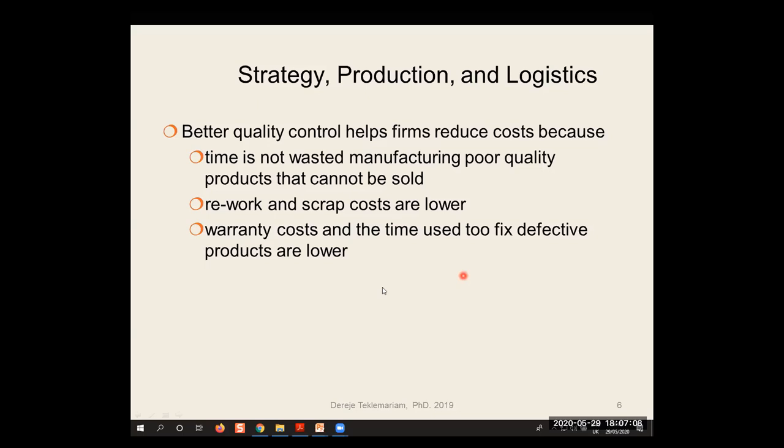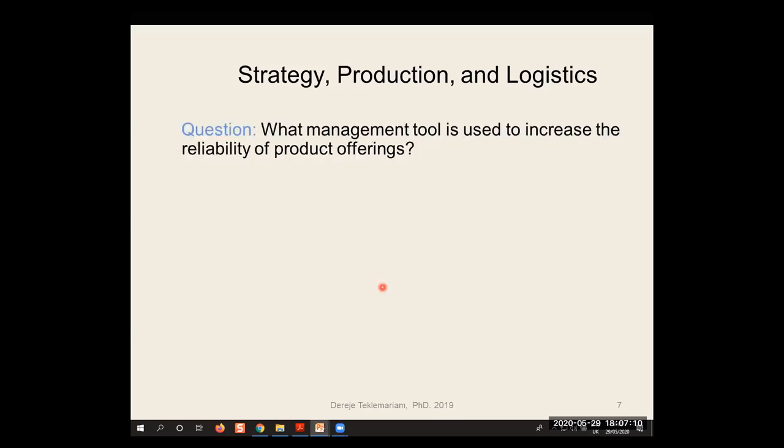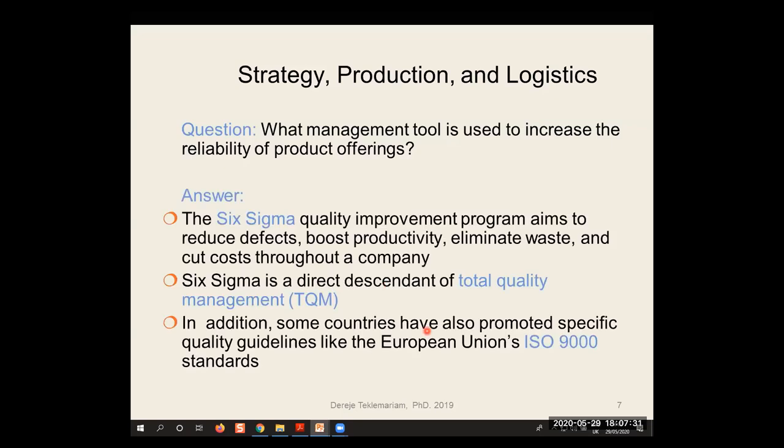So this is the first thing that I want to elaborate. The next important question in global production and supply chain, or in this chapter, is: what management tool is used to increase the reliability of product offerings? One important thing is the issue of reliability. It's not only cost. So there are a number of options, such as Kaizen and Six Sigma quality.